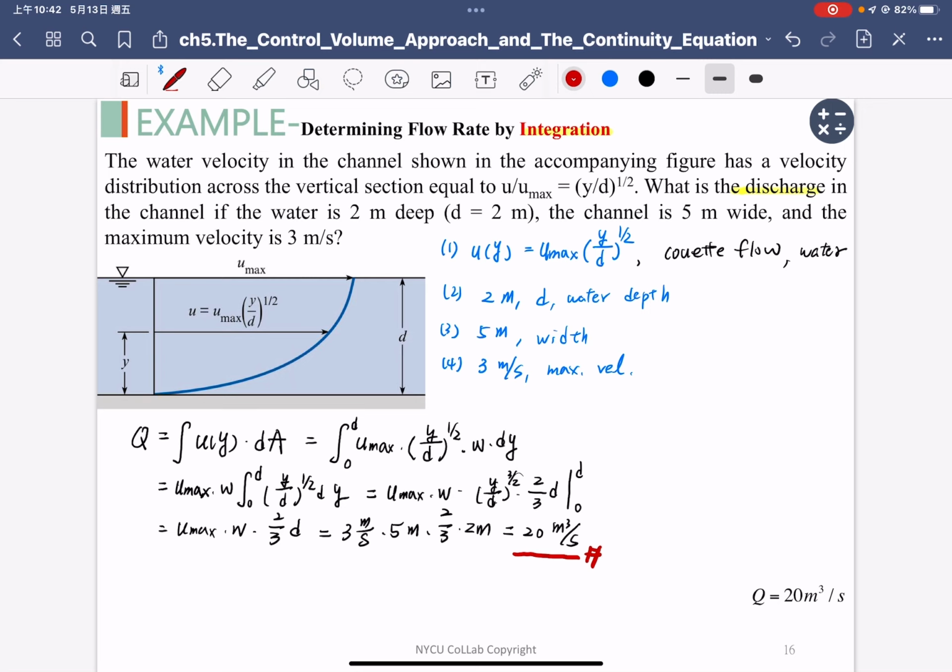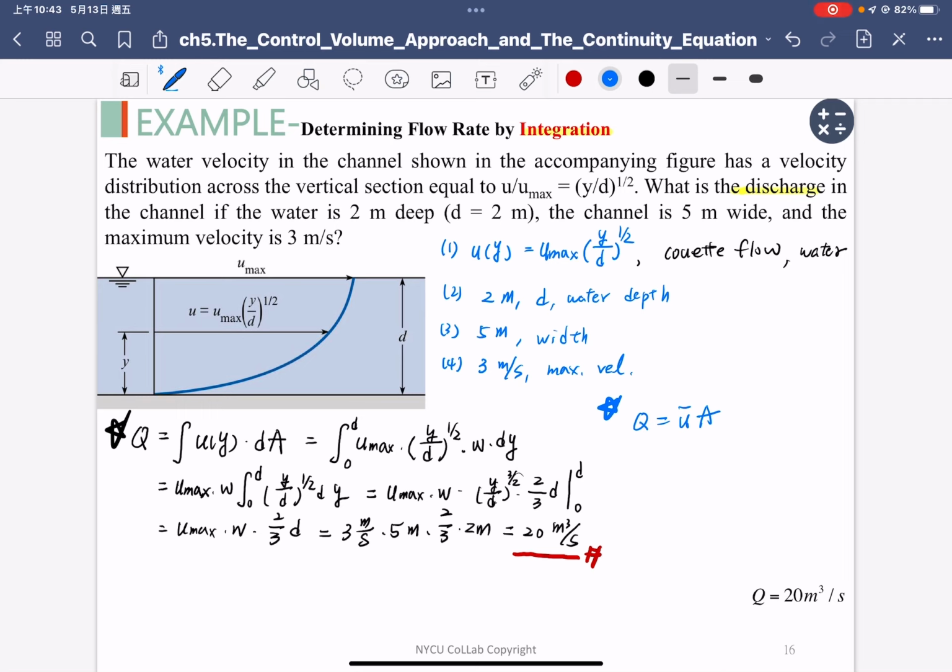So this is the final answer we have based on the integration formula. But one thing I would like to emphasize, as I mentioned before: if we already know the u maximum, how can we compute the discharge? This is method 1. And for another method, we know that Q will equal the mean velocity multiplied by the total area.